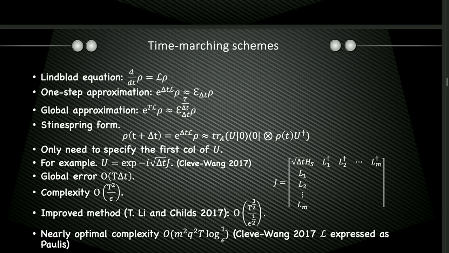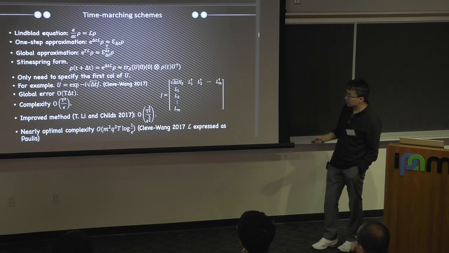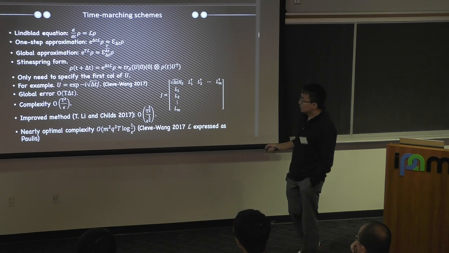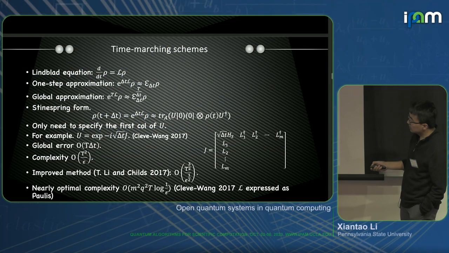There are some improved algorithms using this Stein-Spring form, and this is in Tongyang Li and Andrew Chow's paper. These methods are essentially second order, and that's why you're seeing this complexity. And what I'm going to tell you about is a method that has complexity that's linear in time but logarithmic in terms of 1 over epsilon. And we do have this m dependence in front. This m comes from the number of jump operators.